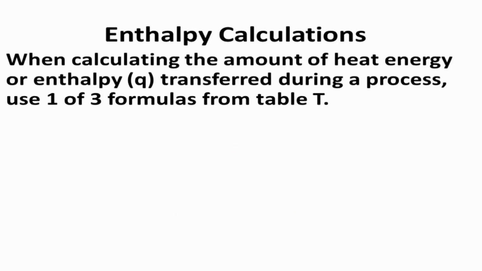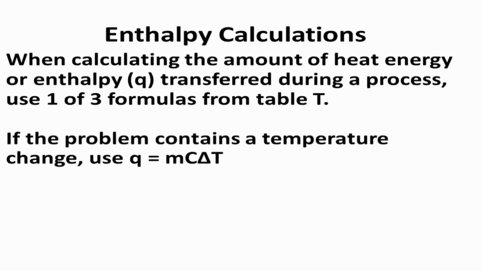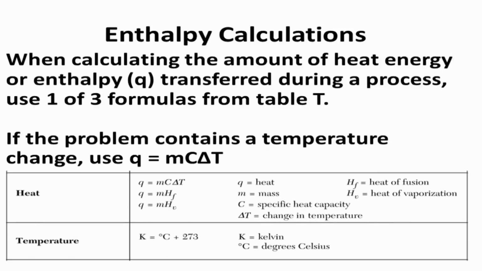Now for enthalpy calculations. When calculating the amount of heat energy or enthalpy transferred during a process, use one of three formulas found on Table T. If the problem contains a temperature change, use the formula q, or enthalpy, is equal to mc delta T, where m represents the mass, c represents the specific heat capacity, usually of water, and delta T represents the change in temperature.